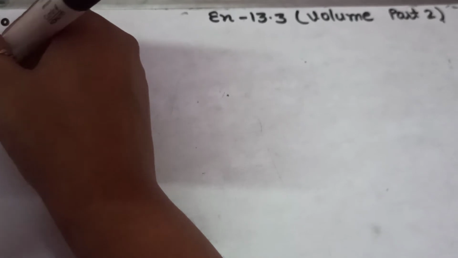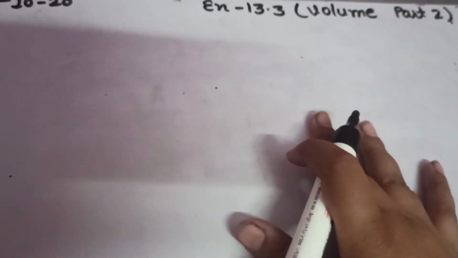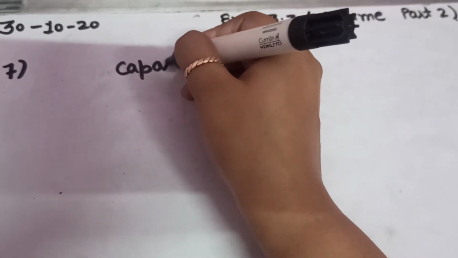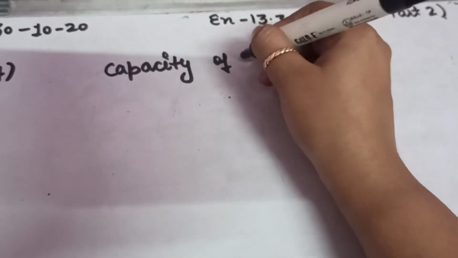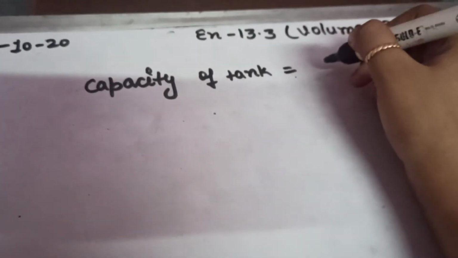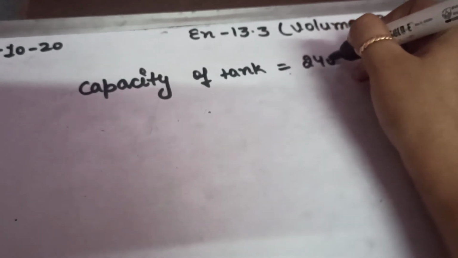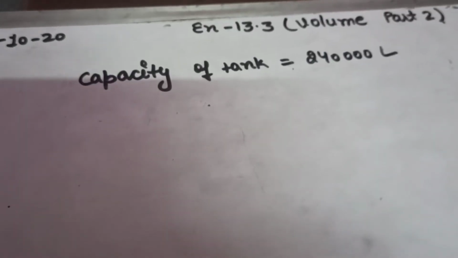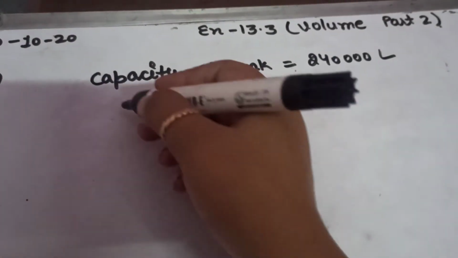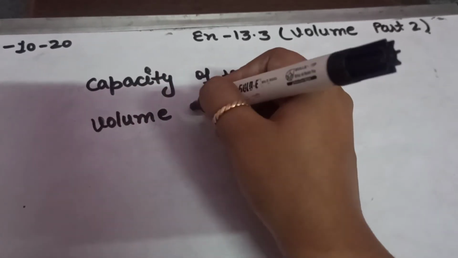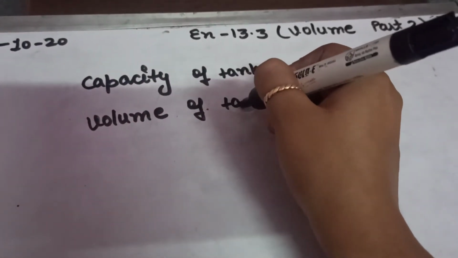So firstly we will convert this into meter cube, because volume is in meter cube, right? So firstly we will change the capacity with the volume, because we know the formula of the volume: length multiply breadth multiply height. So it is given that capacity of tank equals to 2,40,000 liter. Right? Now, firstly we will find the volume of the tank. Volume of tank.